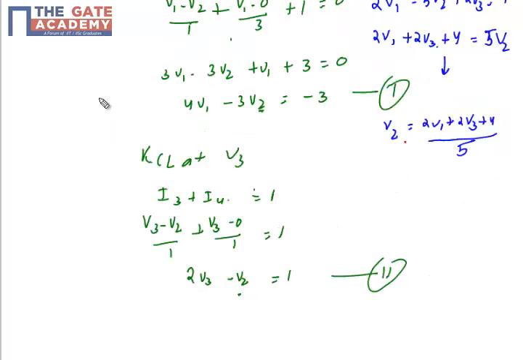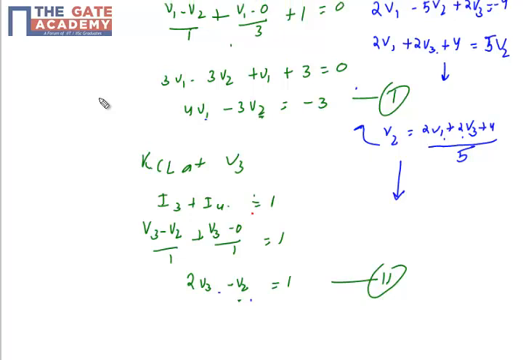So what you need to do is put the value of V2 in equation number 1 and equation number 2. Equation number 1 has variables V1 and V2, and equation number 2 has variables V3 and V2, while V2 is in terms of V1 and V3. So when you put the value of V2 in equations 1 and 2, we will get two equations in the variables V1 and V3, and then we'll solve these two equations and get the values of V1 and V3, right? So just put this value.